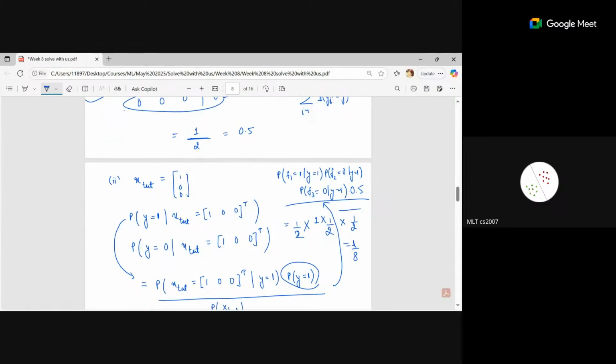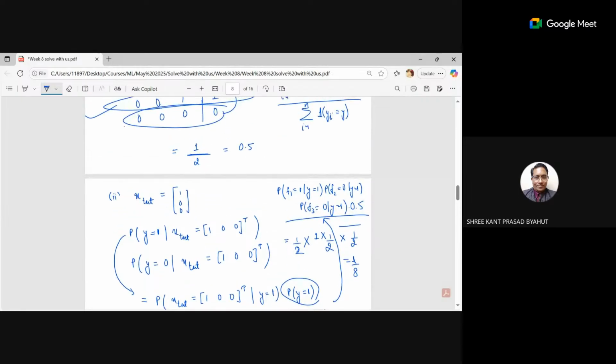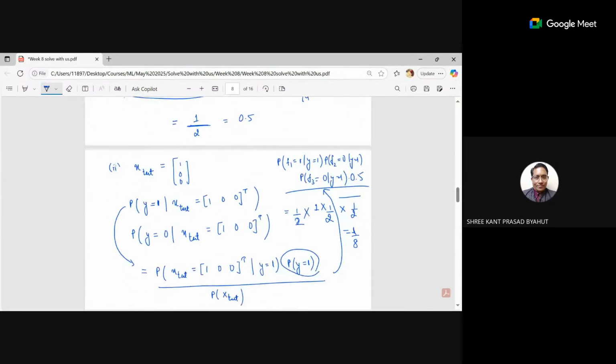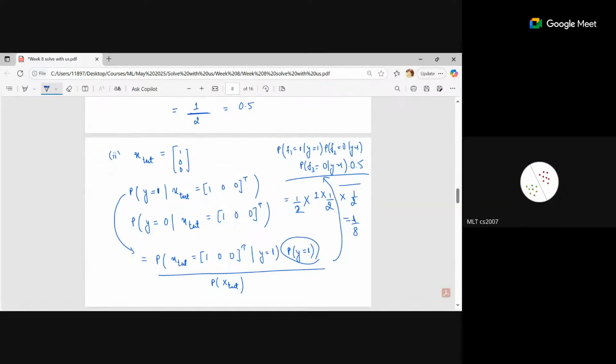because we need to compare these two, right? So that won't matter for us. What we got is that probability y is equal to 1 given x test is 1 by 8 divided by probability of x test. That's okay, we can ignore that. Now, we want to compare the probability of y is equal to 1 given x test and the probability of y is equal to 0 given x test. That's why we are calculating. Whichever is bigger, we'll say that is the prediction.